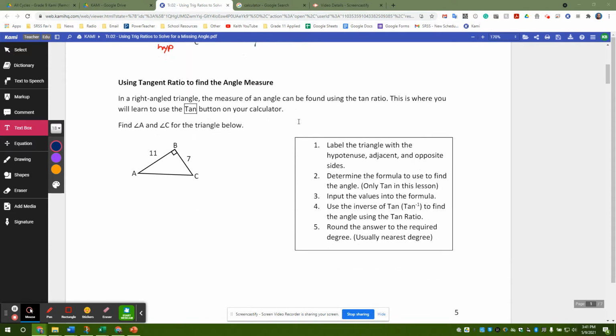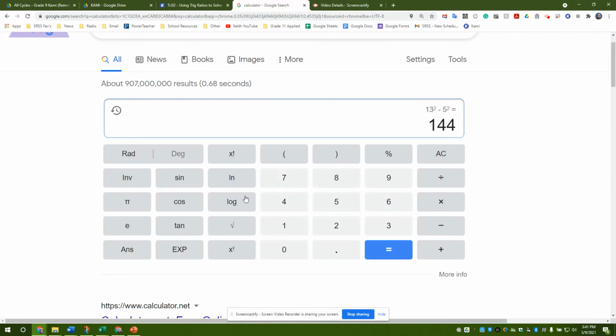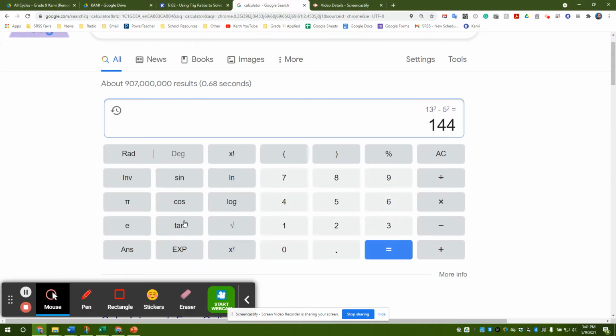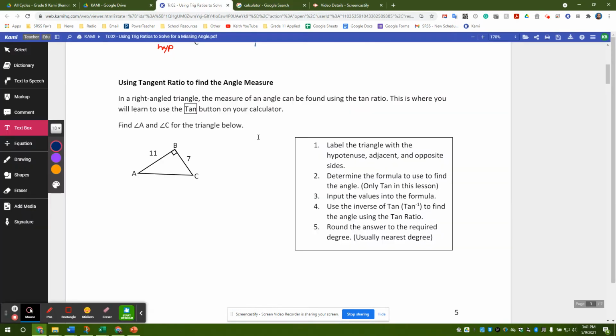We're going to be taking a look at a button that you've probably never used before that is on your calculator, and that is what we might see as the tan button. If you have a scientific calculator, you will have a tan button on your calculator. If I look at my calculator here that Google has provided, it's right here. There's a tan button. Okay, that is what we're going to be using to find the angle measure on this triangle based on the ratio that we had prior.